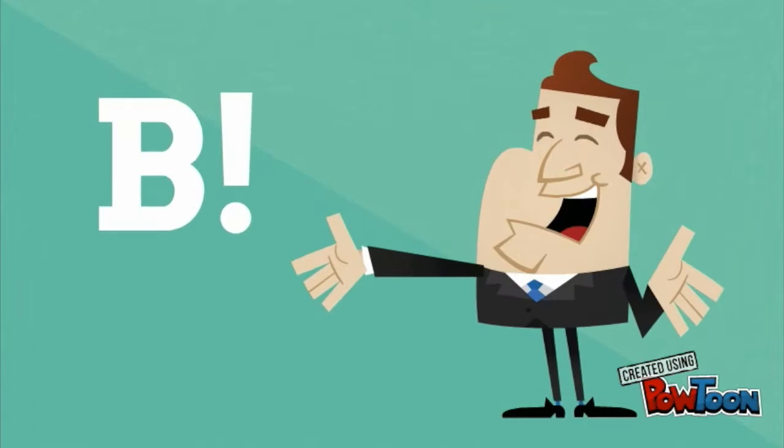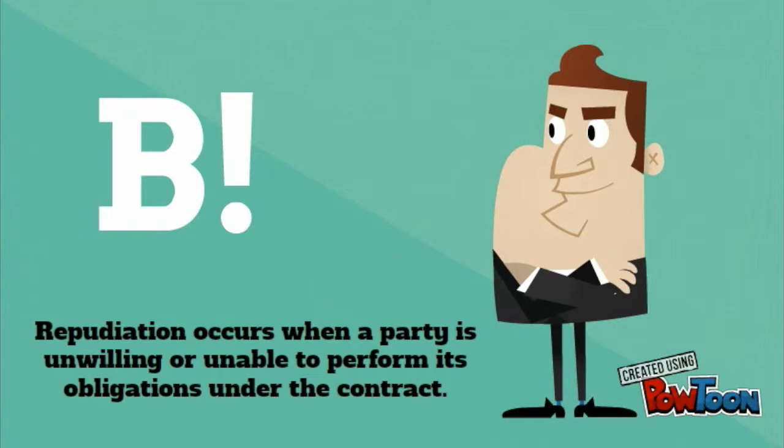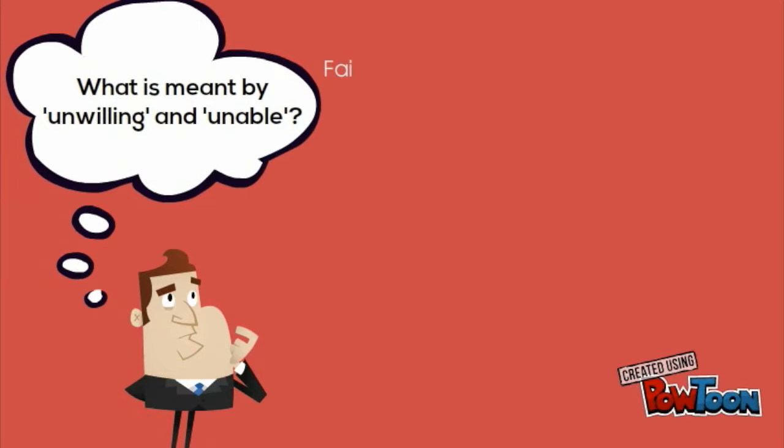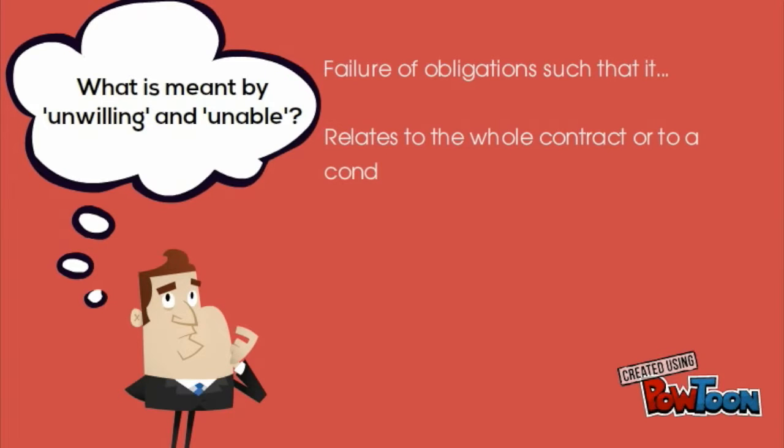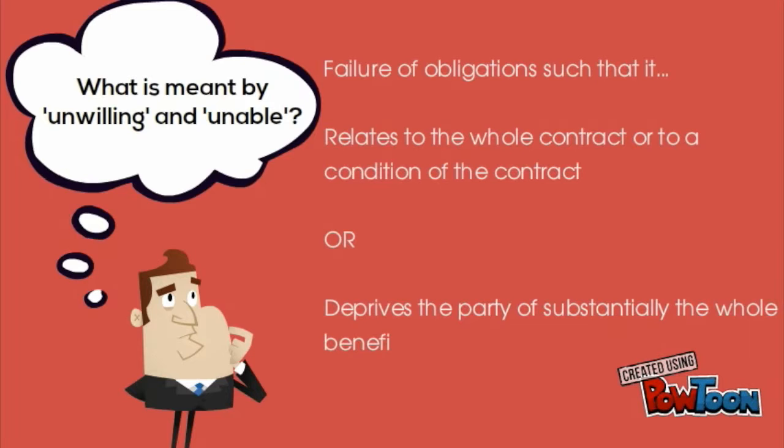The correct answer is B. So repudiation occurs when a party is unwilling or unable to perform its obligations under the contract. What do you mean by unwilling and unable? Well, the party must have failed its obligations so that it relates to the whole contract or a condition of the contract, or deprives the party of substantially the whole benefit of the contract.